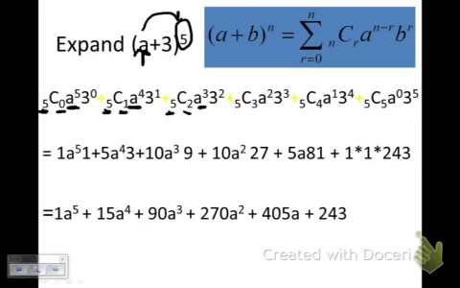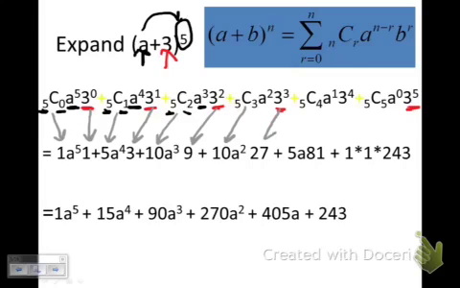Then you go ahead and go with your second term and start at 0: 3 to the 0, 3 to the 1st, 3 squared, 3 cubed, all the way up to 3 to the 5th. And then you just go ahead and do those things. So 5 choose 0 is 1. A to the 5th is just a to the 5th. 3 to the 0 is 1. 5 choose 1 is 5. 3 to the 1st is 3. 5 choose 2 is 10. 3 squared is 9. 5 choose 3 is 10. 3 cubed is 27. 5 choose 4 is 5. 3 to the 4th is 81. 5 choose 5 is 1. A to the 0 is 1. And 3 to the 5th is 243.